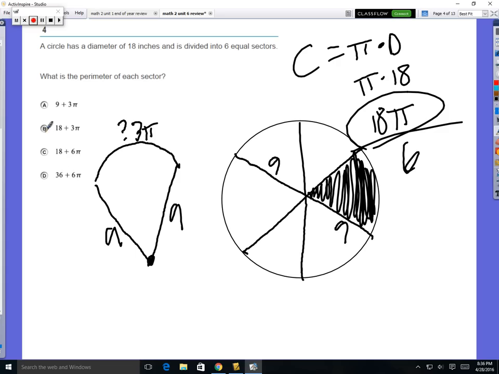So we're going to go with B. 9 plus 9 is 18, plus 3 pi. And these are not like terms, so they do not add together. So you just leave it as 18 plus 3 pi.